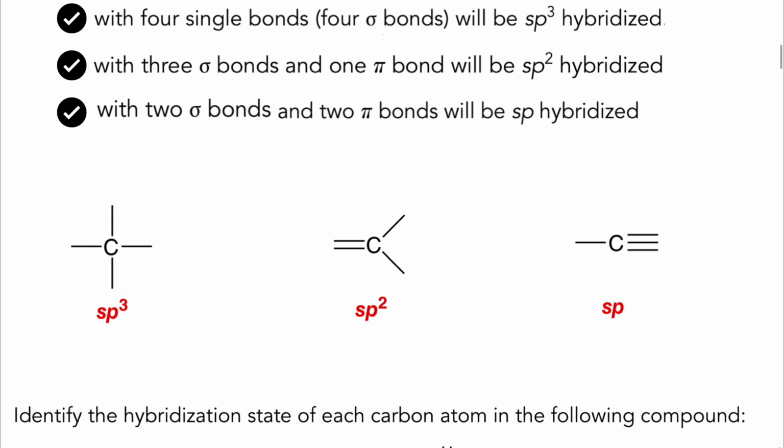And the situation will be like this: this is the carbon with four sigma bonds, sp3 hybrid carbon. It has four sp3 hybrid orbitals. And with three sigma bonds and one pi bond, this carbon is sp2 hybridized. If you see the situation of this carbon, it has two sigma bonds and two pi bonds. This is said to be sp hybridized. All single bonds are sigma bonds. In a double bond, one is a sigma bond, one is a pi bond. In a triple bond, one is a sigma bond, the remaining two are pi bonds.